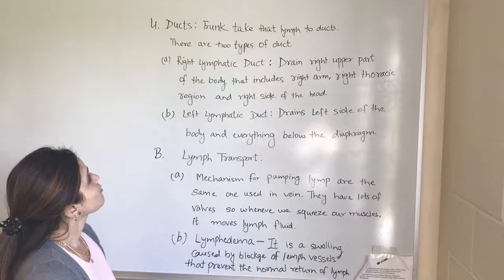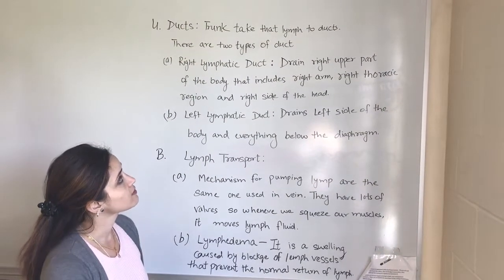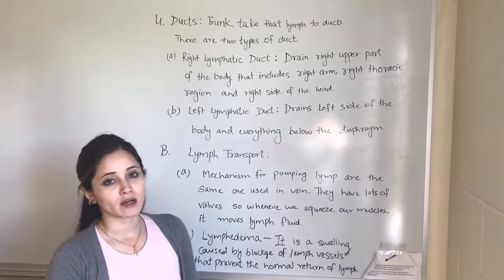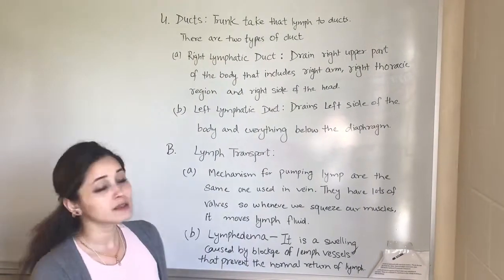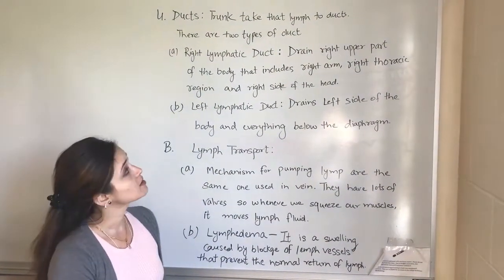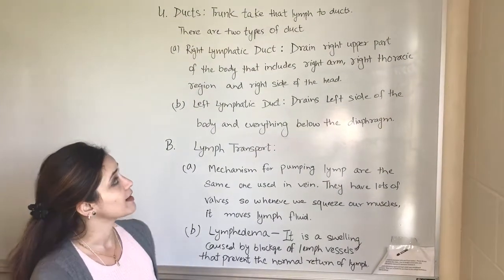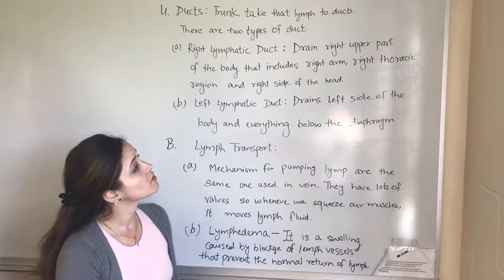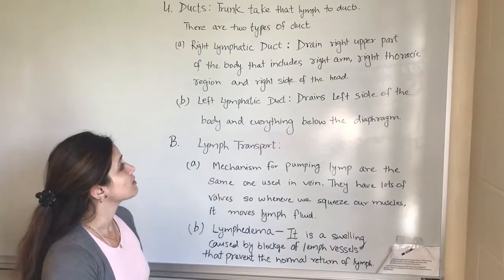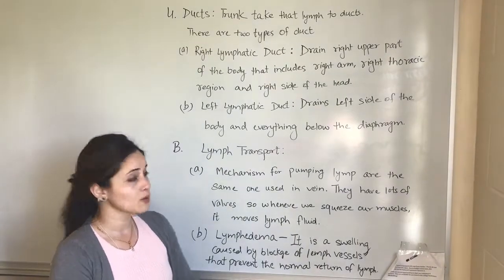Okay, now we're going to talk about the lymphatic ducts, where the trunks take the lymph to the ducts, and there are two types of ducts. We have the right lymphatic duct and we have the left lymphatic duct. The right lymphatic duct drains the right upper part of the body, which includes the right arm, right thoracic region and right side of the head. And the left lymphatic duct drains the left side of the body and everything below the diaphragm.